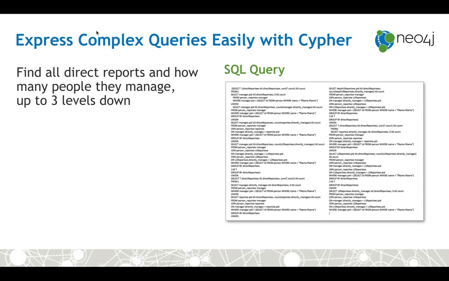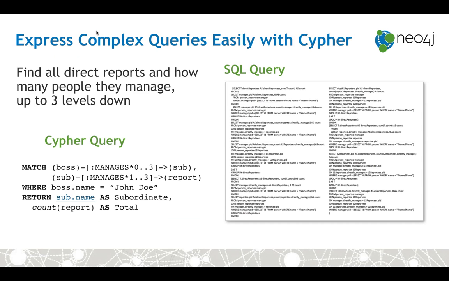This is the SQL query that the customer was using to do this. This is very complex. Imagine being the developer having to maintain this. When they implemented that in Neo4j, the same Cypher query was used to solve this problem. You can see here we're just using simple pattern matching to find our reports and count those. So much more expressive and very easy to express complex queries.